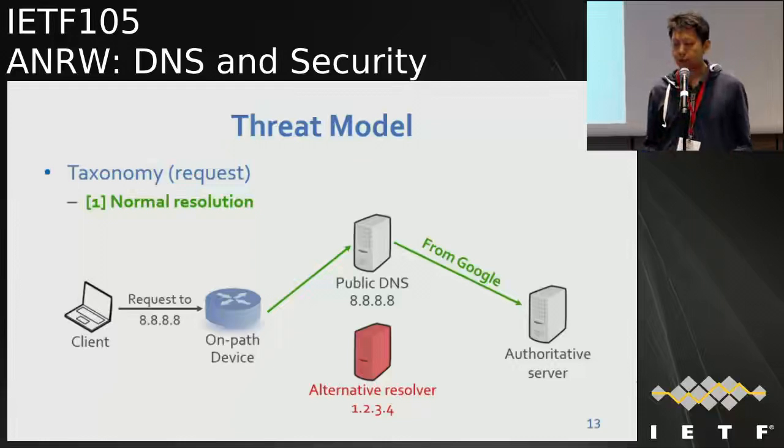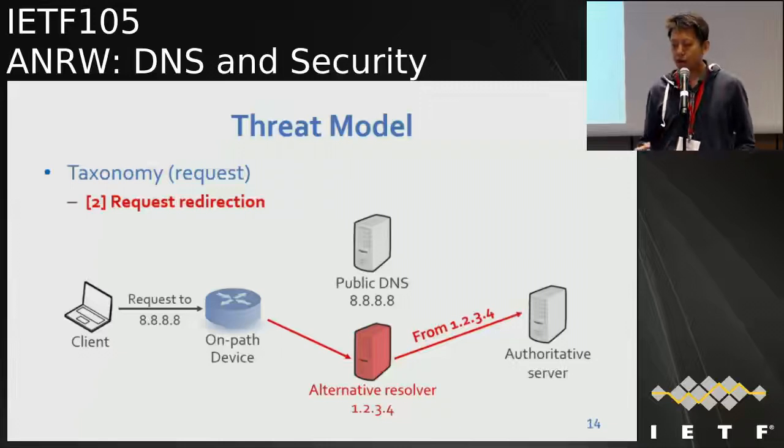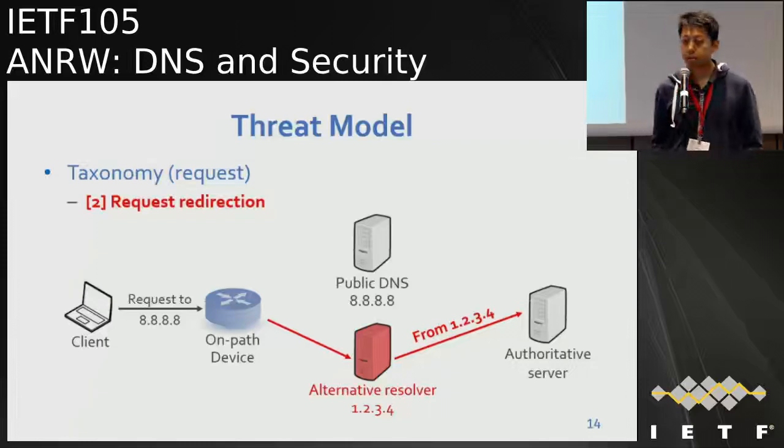So the bad things happen when this on-path device tries to change your request. The first example we look into is request redirection. In that case, the on-path device will simply block your request to a public DNS, for example, from Google, and instead redirect your request to its own alternative resolver, and then the alternative resolver will do the resolution and the response handling.